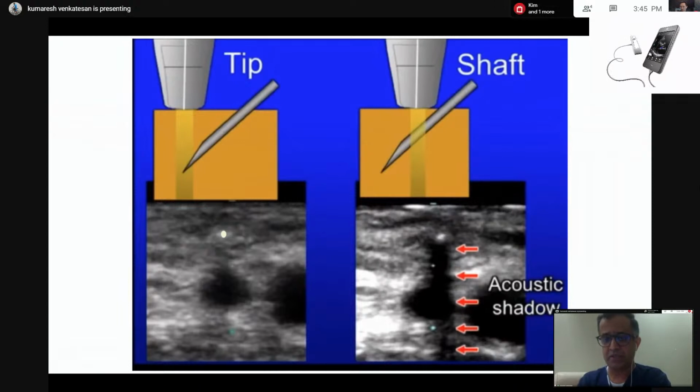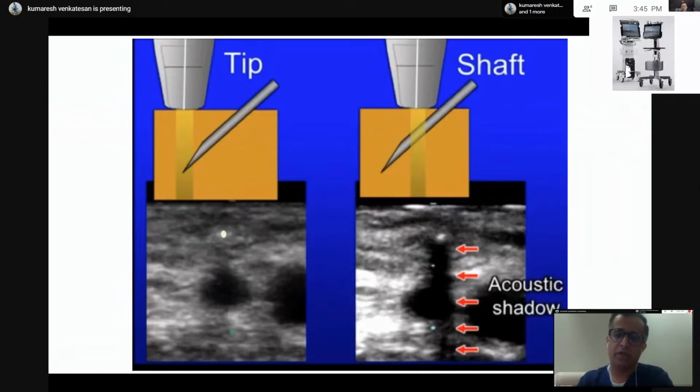behind the shaft of the needle, because when the ultrasound waves hit the shaft of the needle, the waves are all diffracted, scattered everywhere. Some return back to the probe, some get diffracted, and that's why the shaft doesn't appear as bright as the tip of the needle. And then you also see this acoustic window.